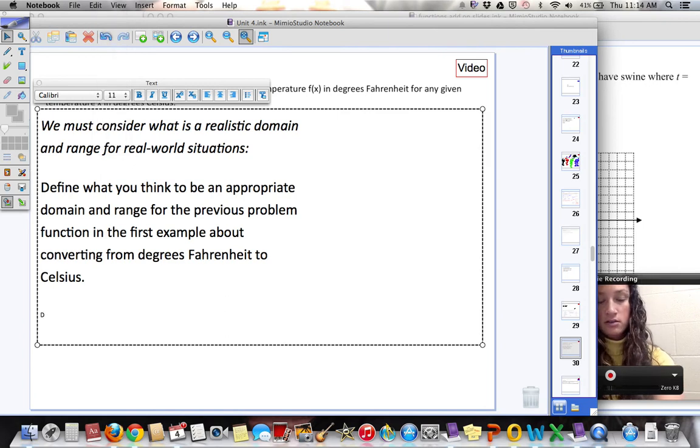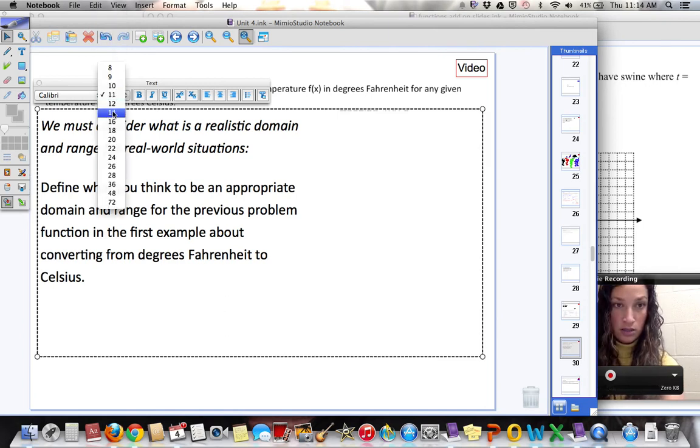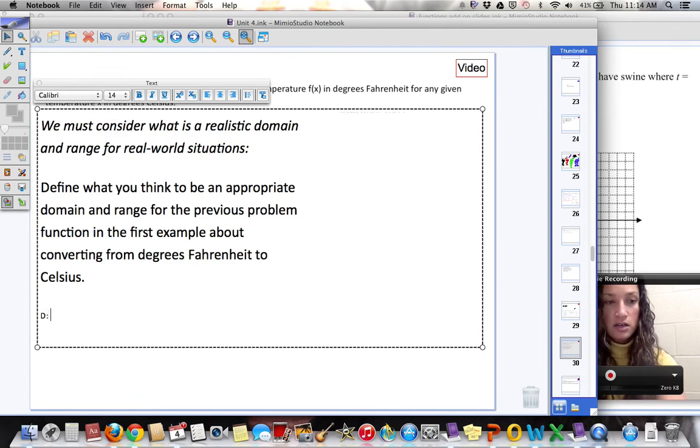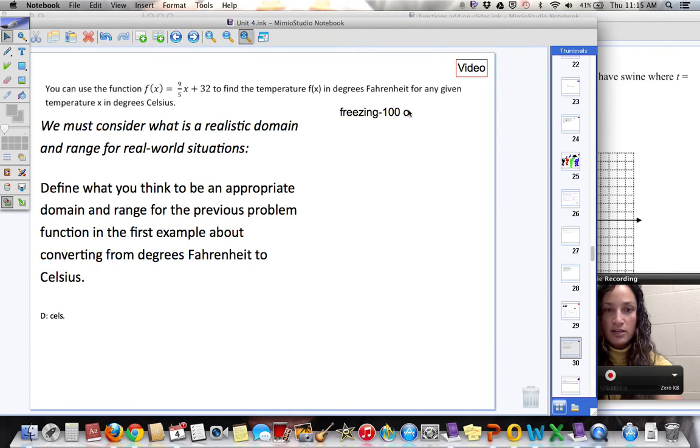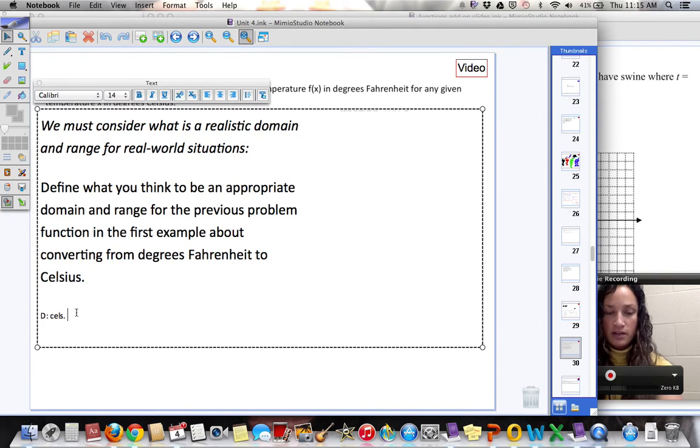So my domain, maybe I should make that a little bit bigger. My domain is going to be all of my Celsius things. And we just said that we're going to look at Celsius when it's freezing and from freezing to 100 degrees. Freezing for Celsius starts at 0, and it goes all the way up, and this is continuous, to 100. So my X values, my domain, start at 0 and go all the way up to 100. Freezing for Celsius is 0 degrees Celsius.